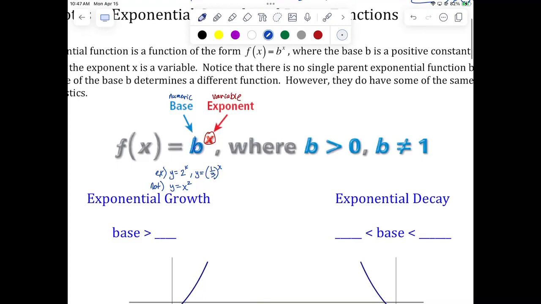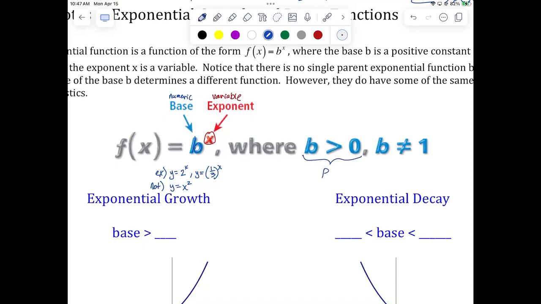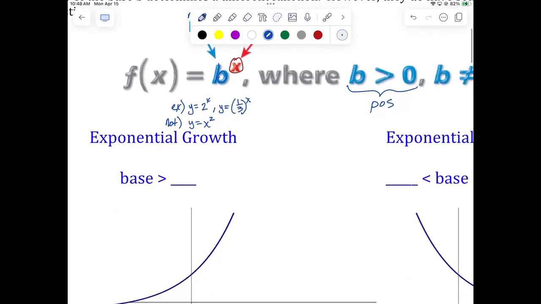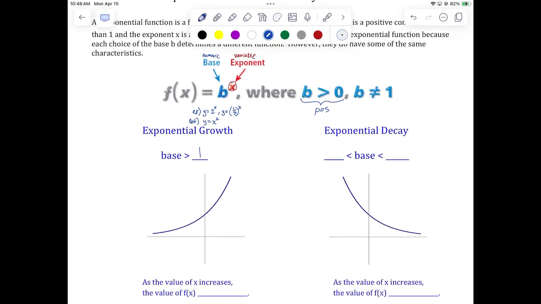There are some qualifications on the base, though. Not all numbers work. The base has to be positive, and it can't equal 1. The reason it can't equal 1 is because 1 to any power is 1. 1 to the first is 1, 1 squared is 1, 1 cubed is 1, 1 to the 100th power is 1. So 1 doesn't work. But the base has to be positive. And there's two different ways the base can be. If the base is greater than 1, we say that it's exponential growth, and it looks like that.